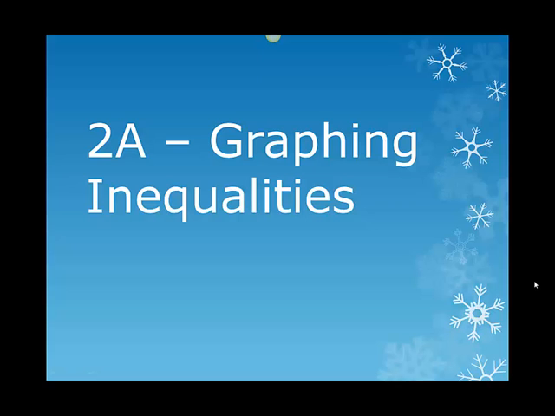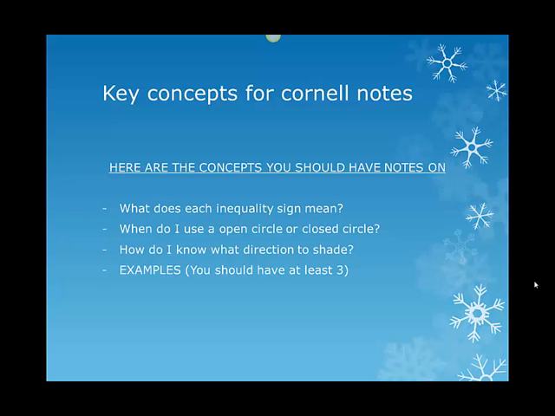Today we're going to be looking at Learning Target 2A, which is being able to graph inequalities. These are the key concepts that you should have in your notes for this learning target. You should be able to tell what each inequality sign means. You should be able to know when you should use an open circle or a closed circle when graphing. You should be able to know what direction to shade when graphing. And you should have at least 3 examples of graphed inequalities.